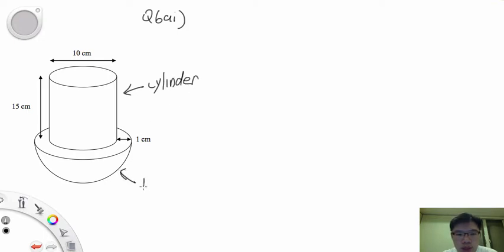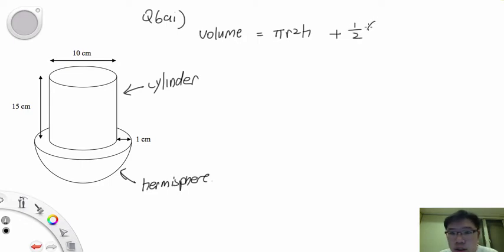And at the bottom, you have your hemisphere. So you have one part at the top, one part below. If you want to find the volume, it is pi r square h plus half. Half of what? Half of the formula for the volume of a sphere.